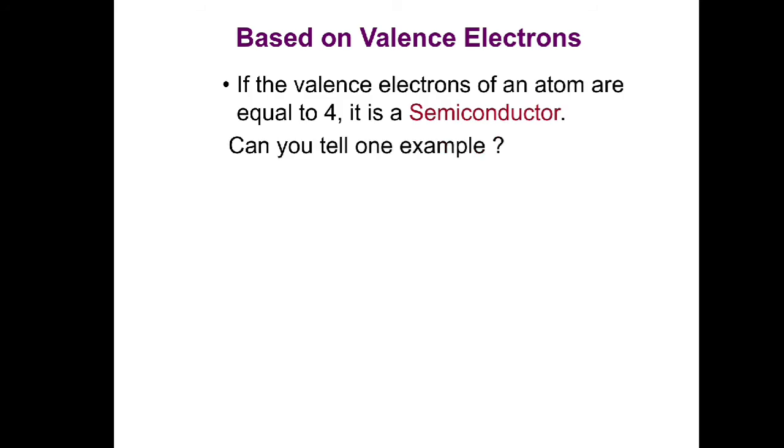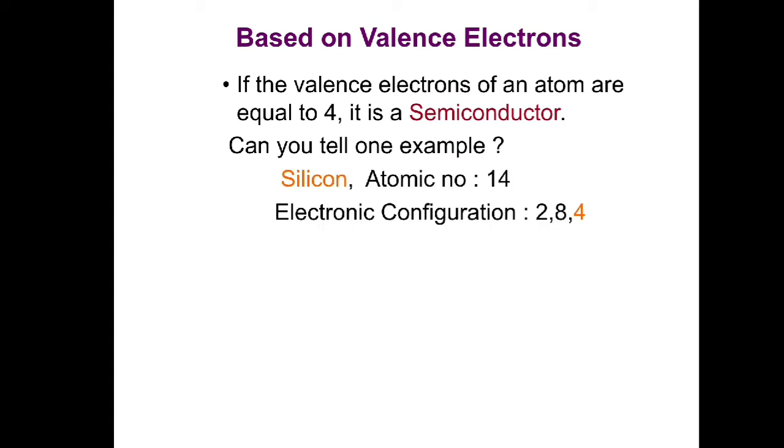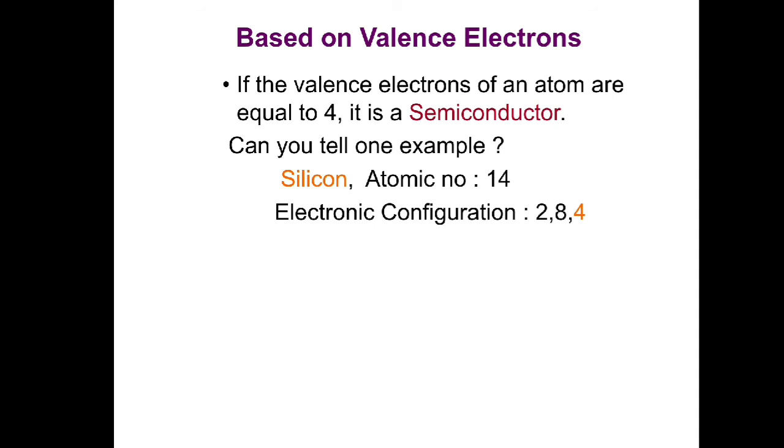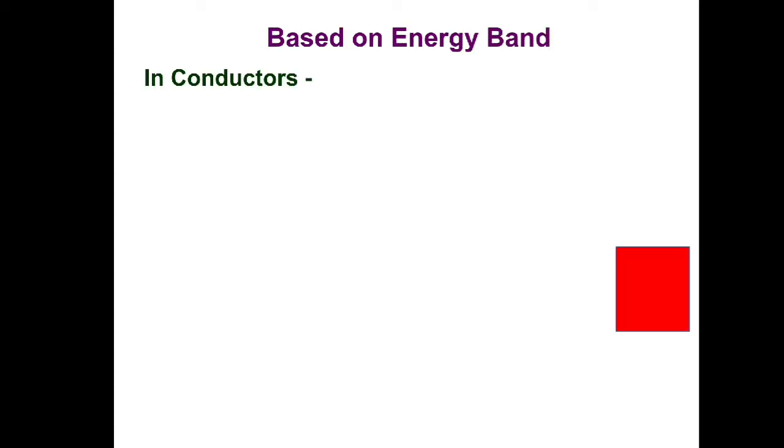If the valence electrons of an atom are equal to 4, it is a semiconductor. Another example, consider silicon, whose atomic number is 14. Its electronic configuration is distributed as 2, 8 and 4 as per the formula 2n square. So exactly 4, it is treated as a semiconductor.